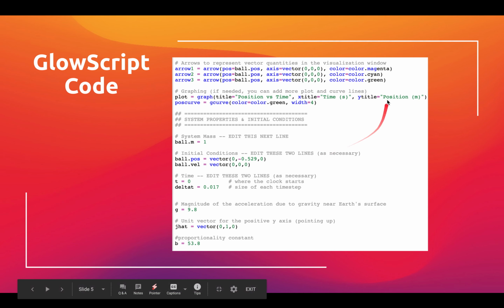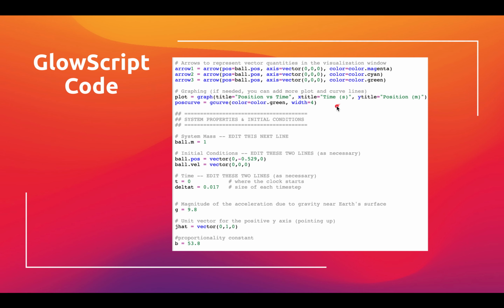I created 3 arrows for this model. The first arrow is for gravity, the second is for drag, and the third is for the tension force. I could not find an accurate mass for the Slinky, so I left it as a default value of 1 kilogram. Next, since I am only going to be modeling the motion of the Slinky in the vertical direction, I only inputted the initial y position, which was negative 0.529 meters. Since the Slinky is dropped from rest, the initial velocity is just a zero vector. The acceleration due to gravity is given by the value 9.8 meters per second squared.